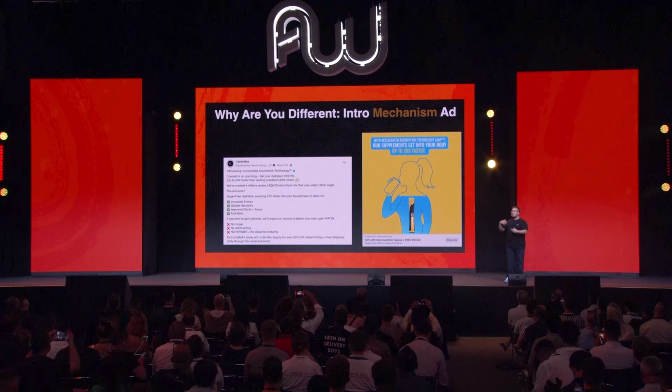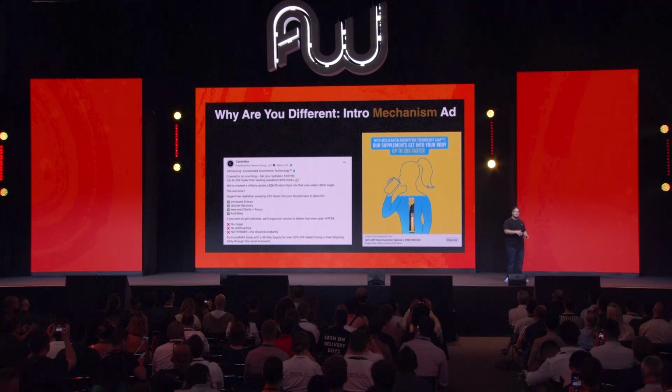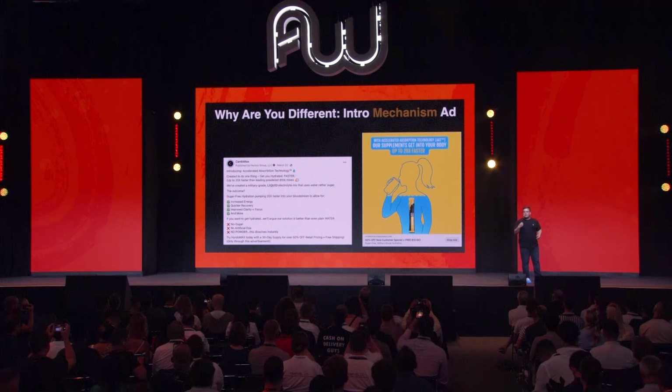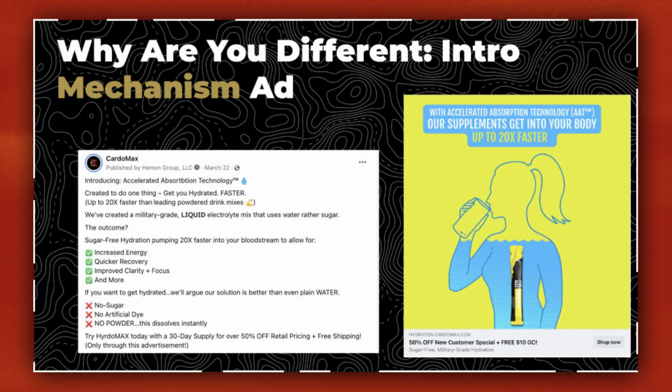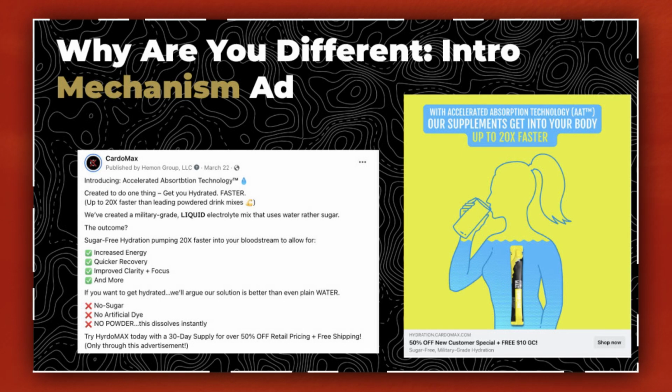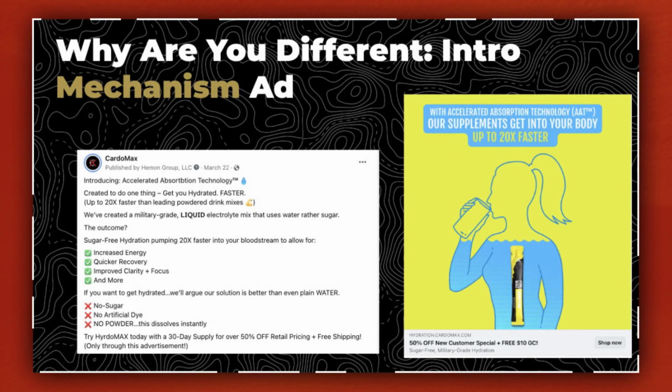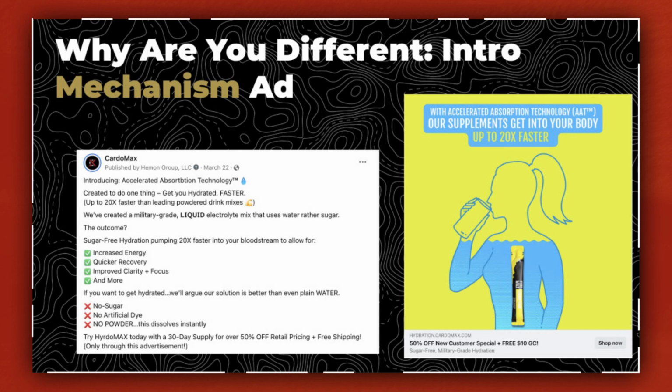So here's an example of a mechanism ad. We had a client that essentially had a liquid supplement, no powders, you didn't have to mix anything, you could dump it right in. And so what we wanted to do was, how can we further project to the market how special we are? It's one thing to say liquid supplement, but that doesn't sound sexy. So we came up with accelerated absorption technology. We wanted to find a way to present to the market that there's not a single other product out there that could mimic this.